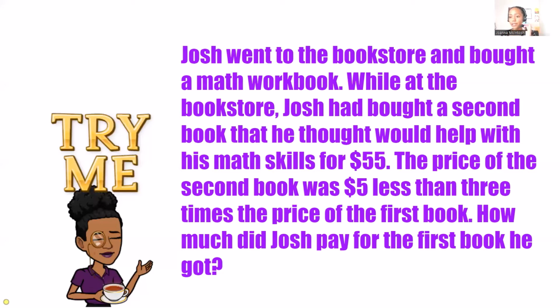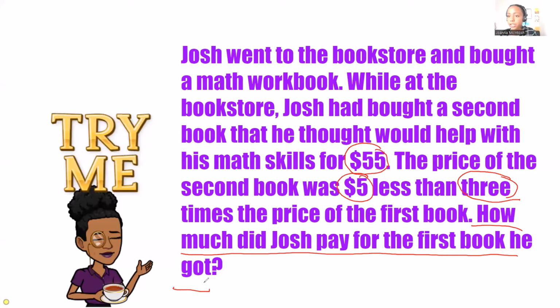And before we start trying to solve this, first we got to understand what exactly they're asking. And to help us break down word problems, a strategy we can use is the CUBES method, where C stands for circle the important numbers. So first thing I'm going to do is circle key numbers. So we have $55, which is how much his second book had cost. And we have this number here. It says $5 less than 3 times. Then we have this number here. And our question is, how much did Josh pay for the first book he got?